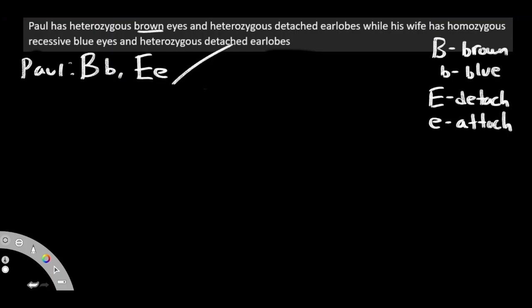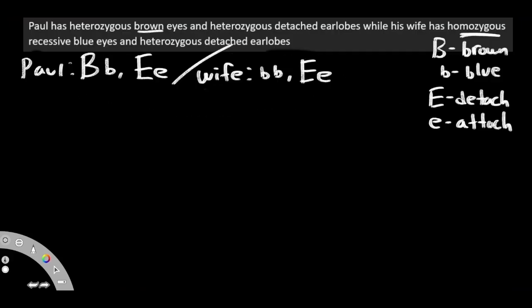If we look at the wife now, the wife is homozygous. Homozygous means they're the same letter, the same allele type. So is it big B or small b? It says recessive blue eyes, and we already know blue is recessive, but it says it here anyway, so we'll put small b, small b. It's homozygous, so they're the same. And then heterozygous again means a capital and a lowercase letter. It says detached earlobe, so that's pretty obvious.